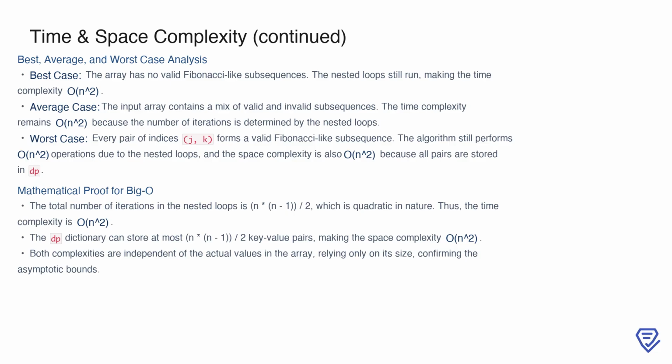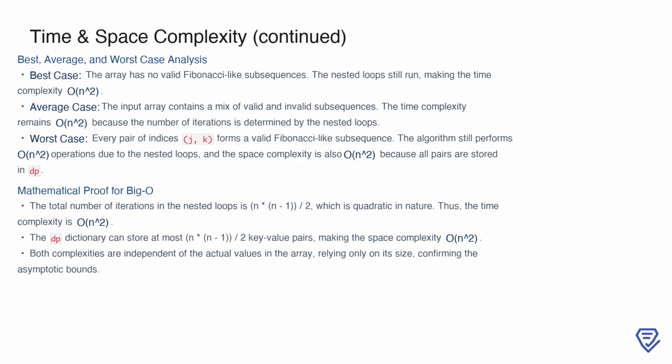Finally, let's examine the best, average, and worst-case scenarios for this solution. In the best case, the input array contains no valid Fibonacci-like subsequences. Even in this case, the nested loops still run for all valid indices, so the time complexity remains O(n squared). In the average case, the input array contains a mix of valid and invalid subsequences.